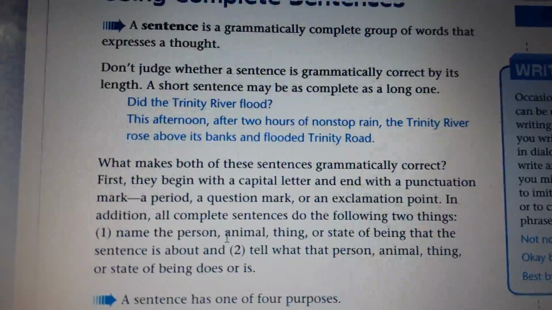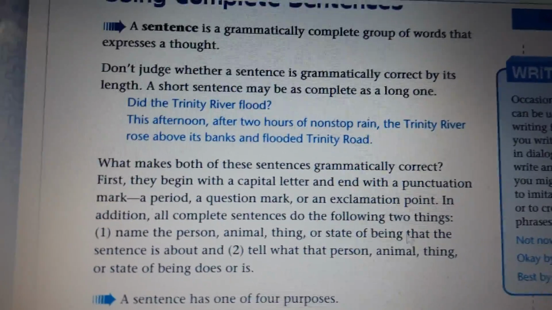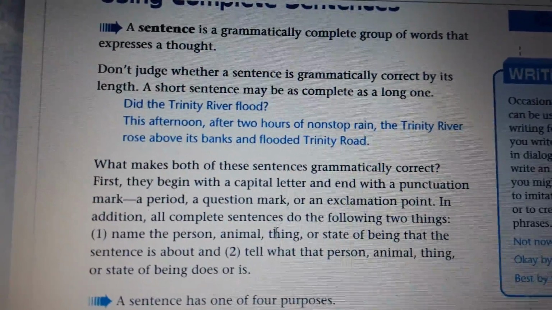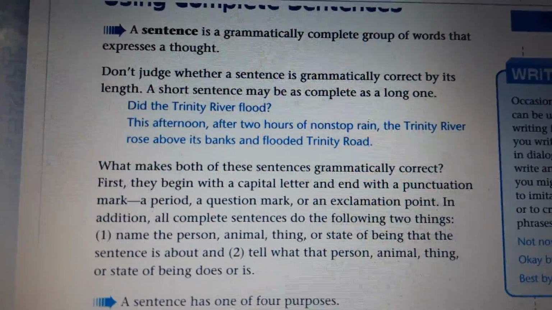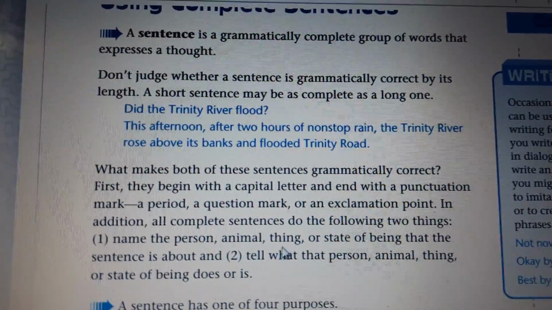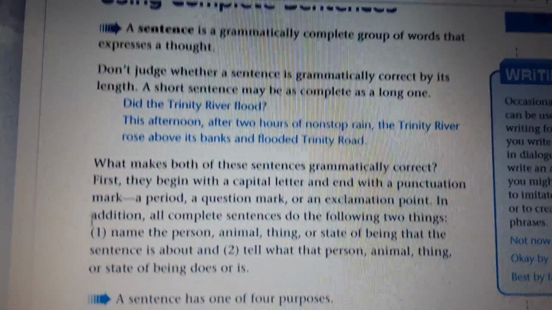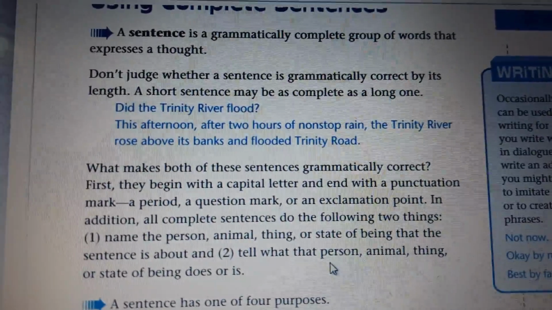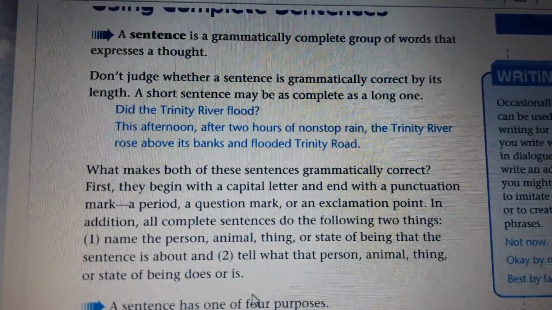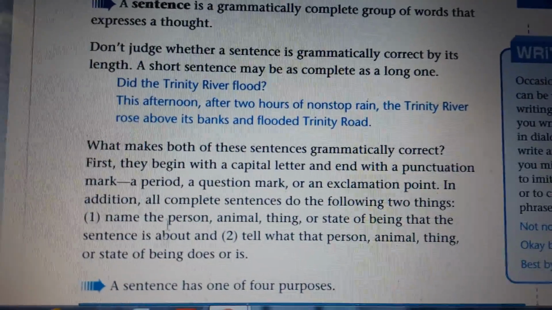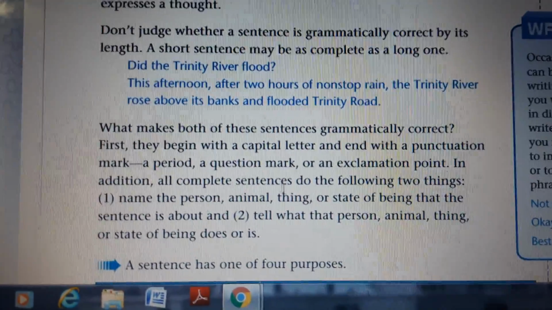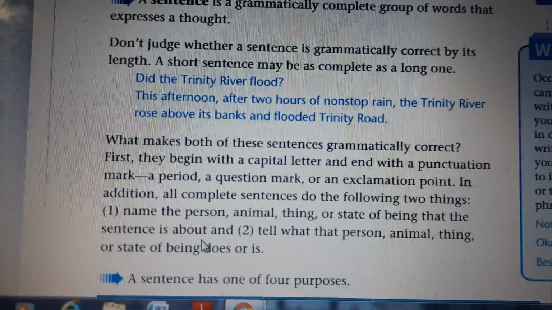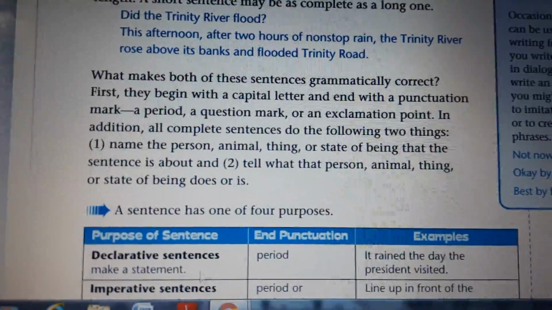In addition, all complete sentences do the following two things. First, name the person, animal, thing, or state of being that the sentence is about, and second, tell what the person, animal, thing, or state of being does or is. Okay, so again, all complete sentences follow these two rules, or two things.